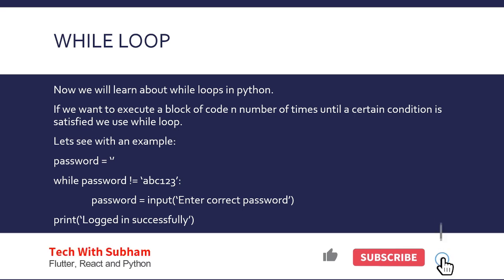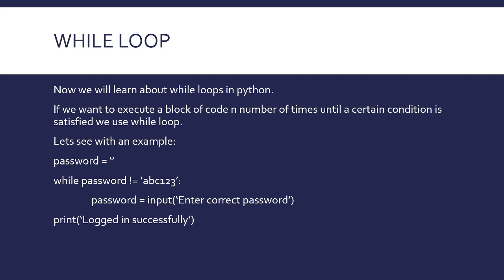This example contains a variable called password, and the password is set to a blank string. It is an empty string, there is nothing inside password right now. Then in the while loop we are checking the condition whether the password is not equal to abc123 or not. If the password is equal to abc123, the while loop will stop. So until the password is abc123, the while loop will continue executing.